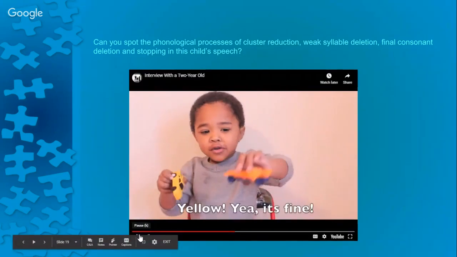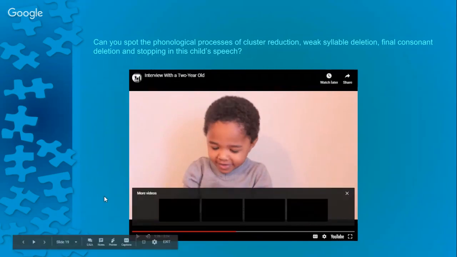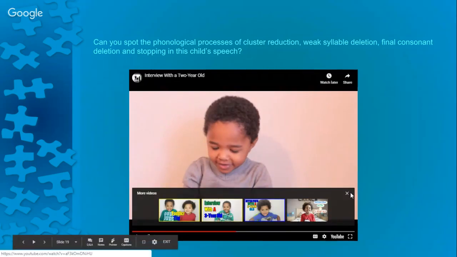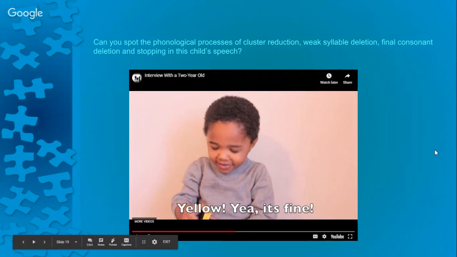Yellow, yeah. So you could hear quite a few examples in there of where he is using some of the processes that we discussed. Remember, processes are typical in very young children under the age of 4. Over time, there's some that we expect to be gone by 2.5, some that should be gone by 3, and others that should all be remediated or no longer produced by the age of 4.